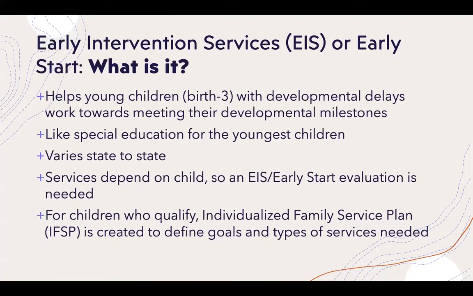The idea here is to give them the support that they need to meet those milestones and to catch up. It's sort of like special ed, but for the youngest segment of our population, and it really does vary state to state. The services do depend on the child and what their struggles are. So an evaluation is needed. This is a specific kind of evaluation that is conducted through the Early Start System, or EIS. And for children who qualify, there's something called an Individualized Family Service Plan, or IFSP, that's created. That would define the specific goals and the types of services that would be needed for that child and for that family.